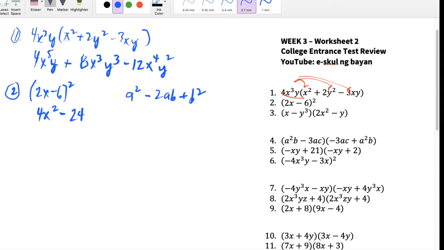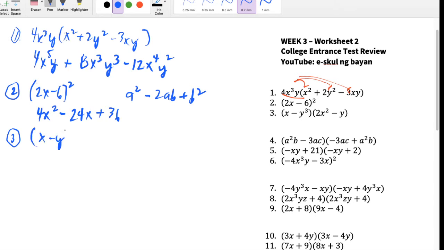Okay? So, guys, hindi ko na sinama yung negative kasi na-consider na natin yun dito. Okay? Pero kung positive yung nilagay niyo dito, isasama niyo siya. Na-consider na valid dito yung negative sign ng 6. 24x. Okay? And then plus b squared. So, 6 squared, that's equal to 36. Okay, number 3.